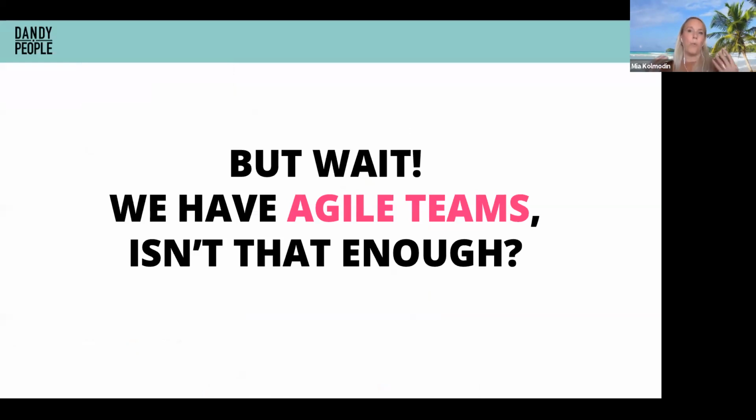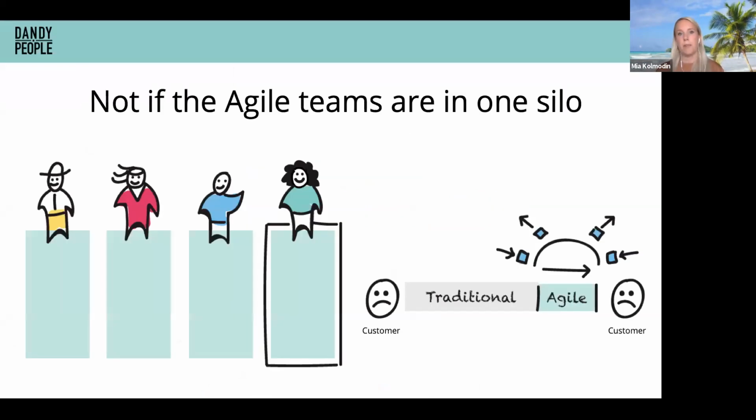So why doesn't it help to have agile teams? Shouldn't that be enough? Maybe not. If we only have agile teams in one silo, which most of the time we do, it could be within marketing, it could be within IT, it doesn't give the end-to-end value. It only decreases lead time for one part of the actual end-to-end lead time. So this is a common problem.